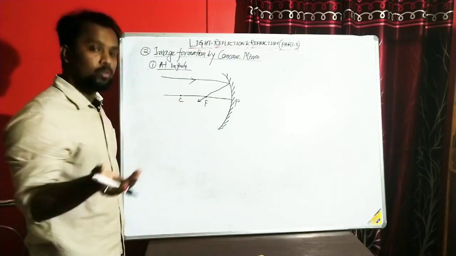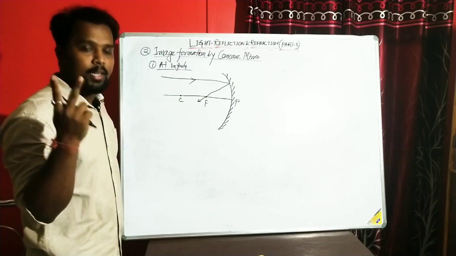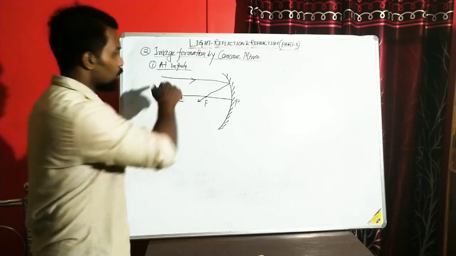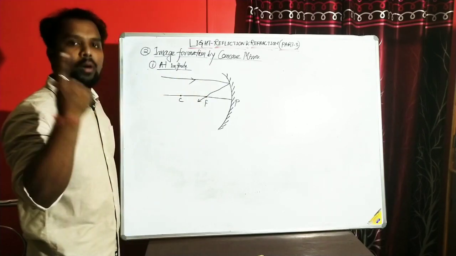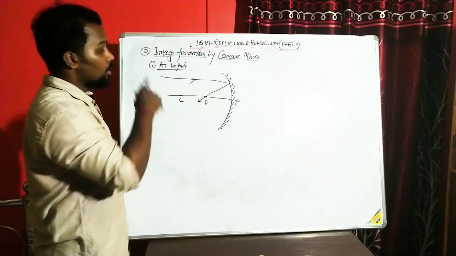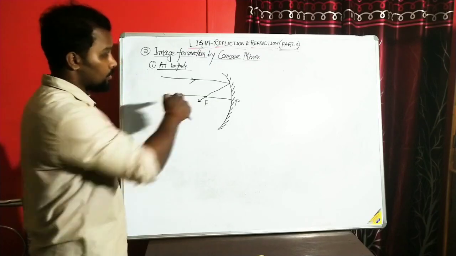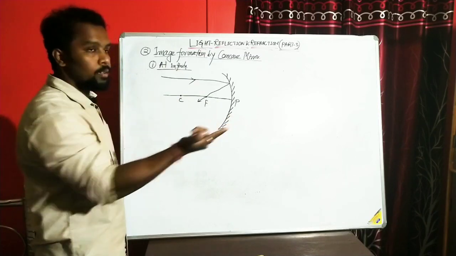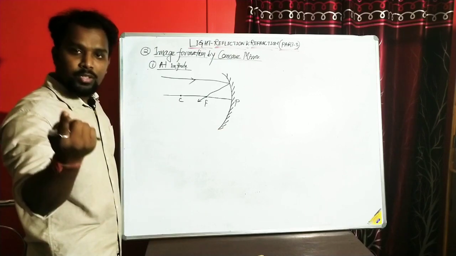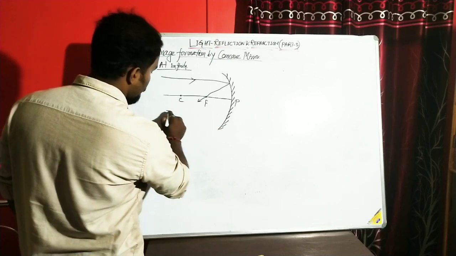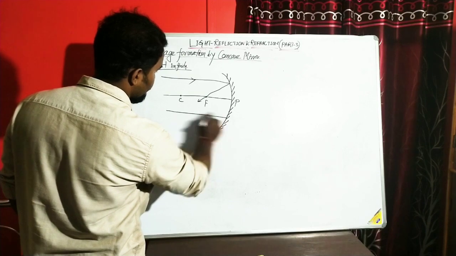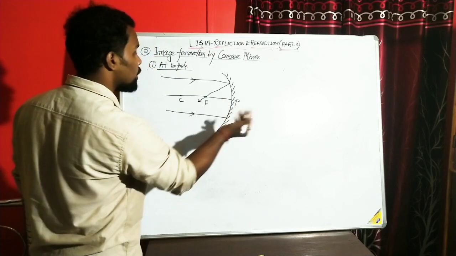Now one more ray. Why one more ray? Because we need two reflecting rays to construct an image. From one incident ray we get only one reflected ray. So for our need of one more reflecting ray, we need one more incident ray. That's why we will draw one more incident ray. This is the incident ray. Again the same thing will happen, the same property.